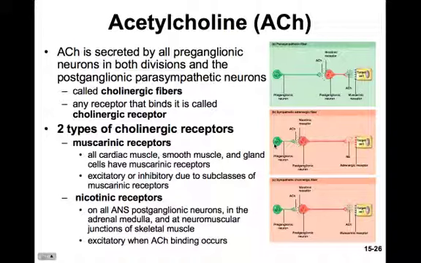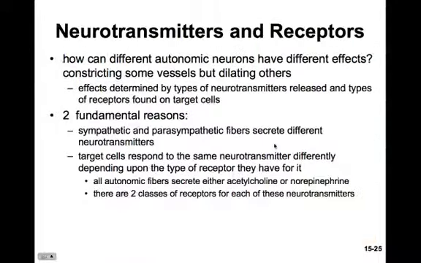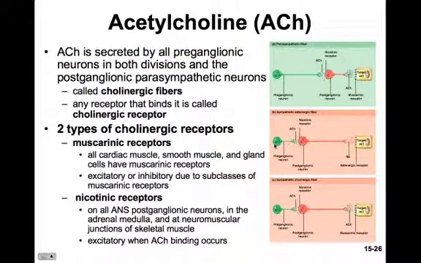So take a moment, close your book, and review here. There are two types of neurotransmitters and two main types of receptors for each neurotransmitter, as well as two subclasses of receptors for each neurotransmitter. So what do you need to take home from this? First of all, which neurons of the autonomic nervous system will secrete acetylcholine?